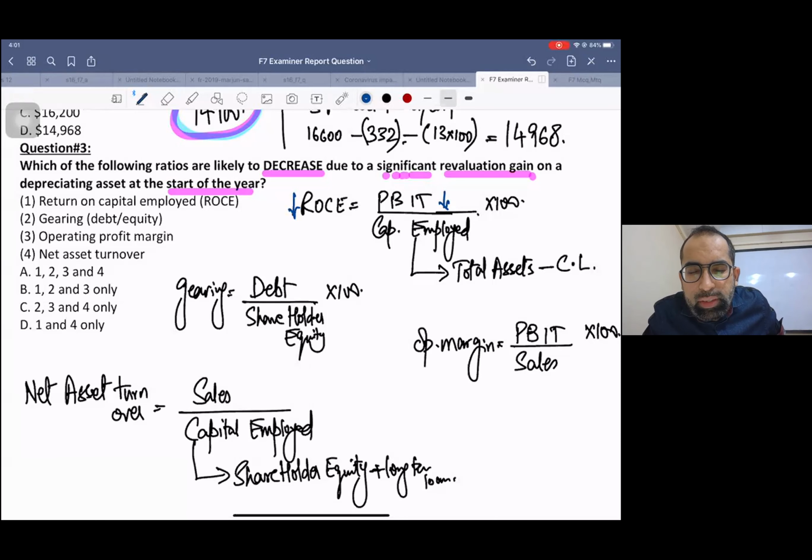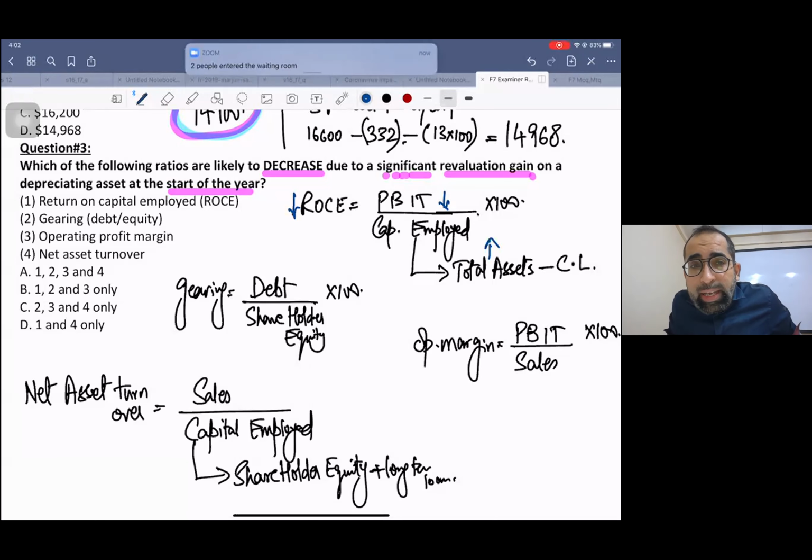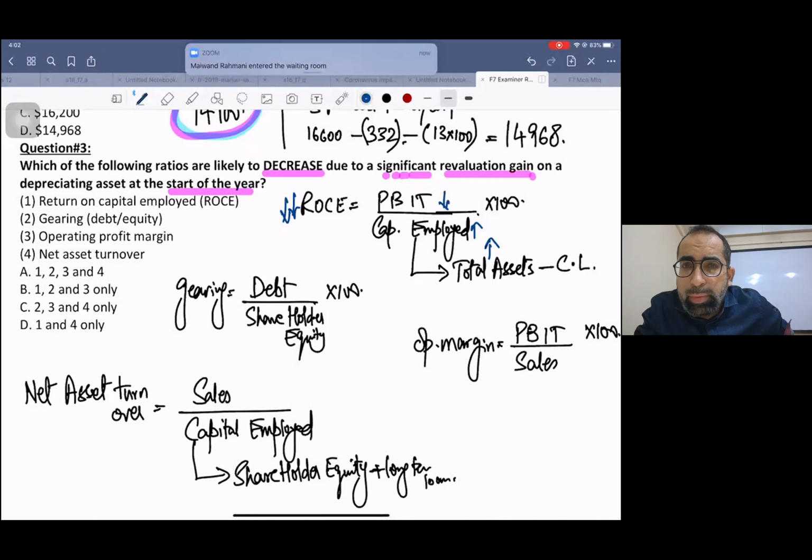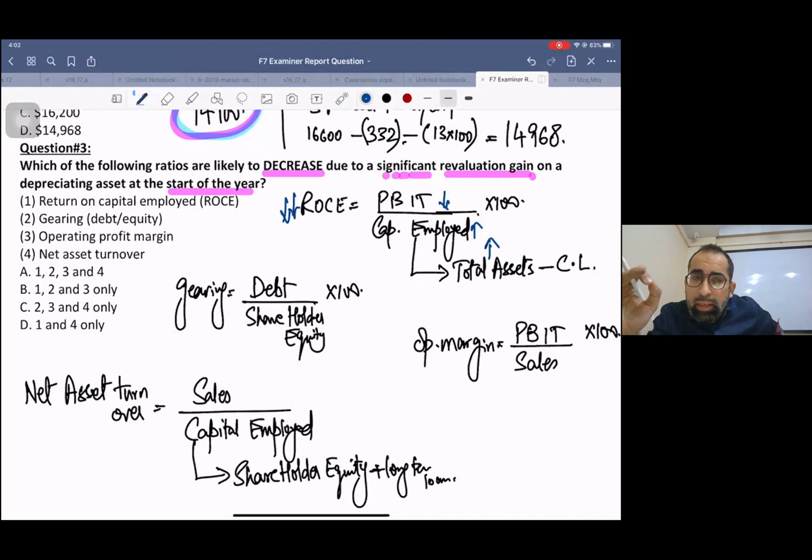Now check the denominator of ROCE. The denominator is capital employed, right? And what is the formula of capital employed? It's total assets less current liabilities. When there is upward revaluation, definitely your total assets will go up, and when your total assets go up, your capital employed will go up. It's in the denominator, so ROCE will again go down. So there will be a double reduction of ROCE. This is for sure, your ROCE will go down. So point number one is absolutely correct.